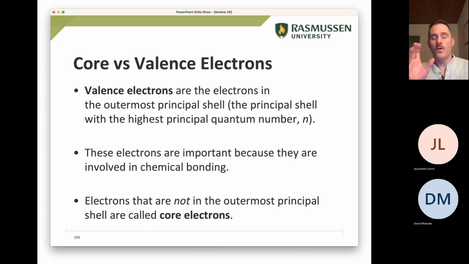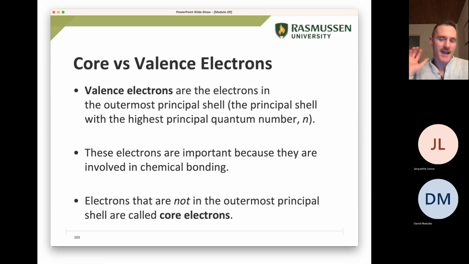Let's just talk a little bit about core versus valence electrons really quick. I said electrons are really important because they participate in bonding and they're reactive, right? And they elucidate properties of atoms. The valence electrons are the electrons on the outside of the atom, and they're the ones that do all this reactive bonding stuff. So valence electrons are really, really important.